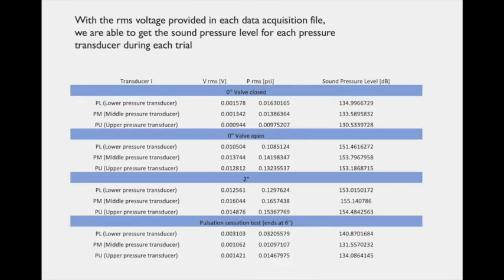With the RMS voltage provided in each data acquisition file, we are able to get the sound pressure level for each pressure transducer during each trial. As presented in the table below, we can see the sound pressure level is within the range of 130 to 150.